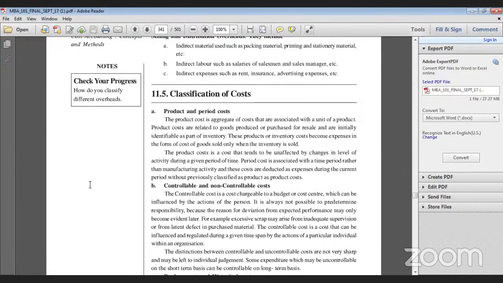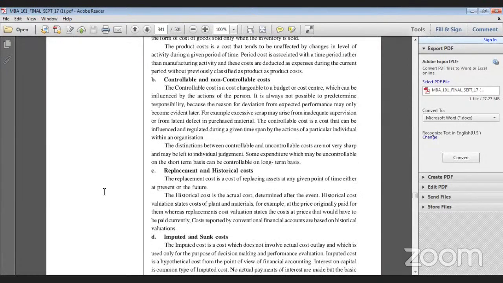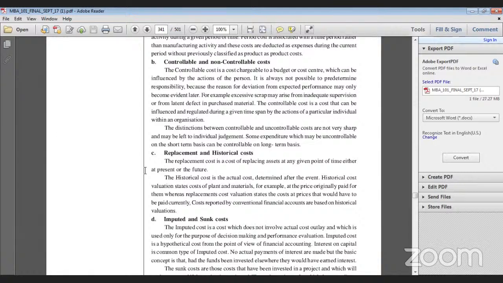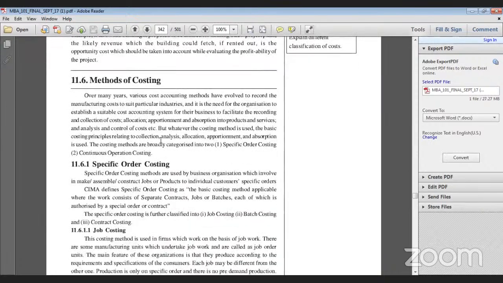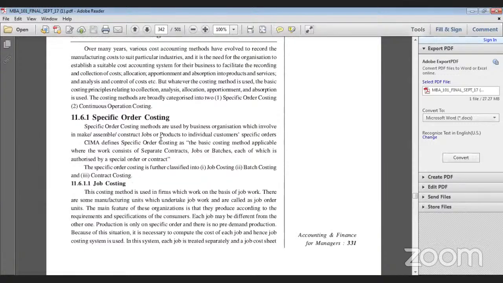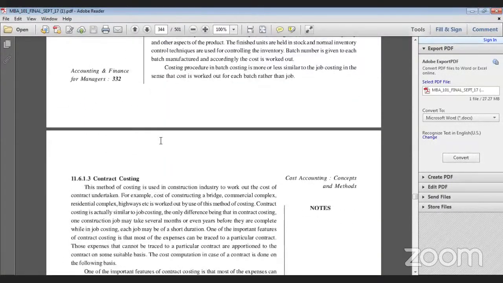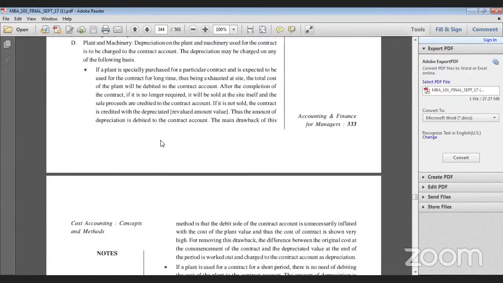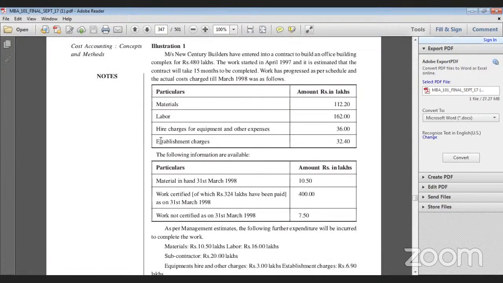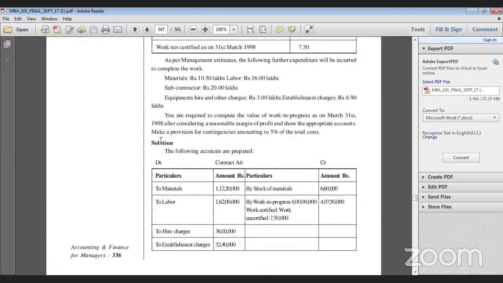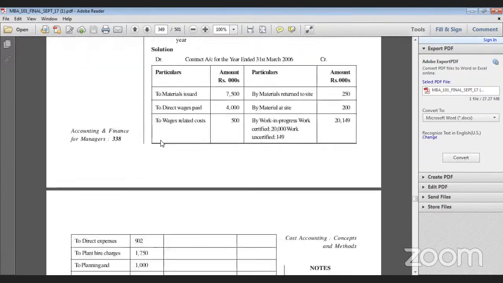Classification of cost: product and period cost, controllable and non-controllable cost, replacement and historical cost, imputed and sunk cost, fixed, variable and semi-variable cost, opportunity cost. Methods are the specific order method and others. They give an explanation and various examples. You go through it.